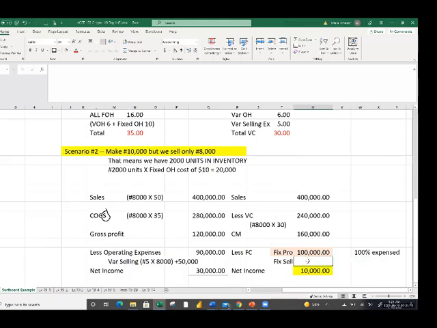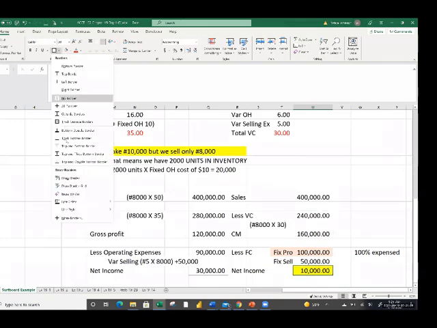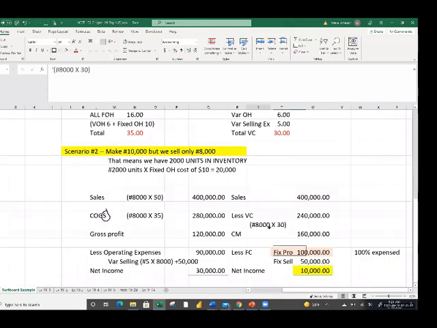And so my fixed selling expenses were 50, that didn't change. And I set out to prove that my prediction of $10,000 was going to be on that bottom line. And when you do the math, you see that our prediction was true.